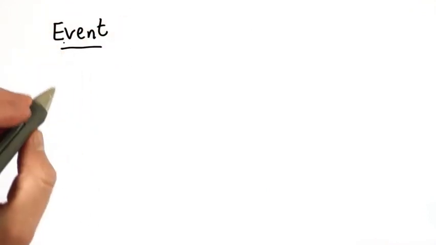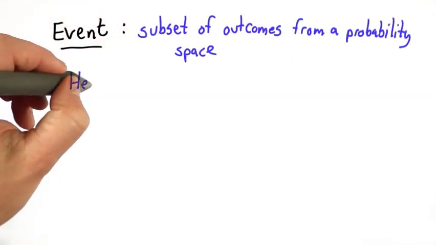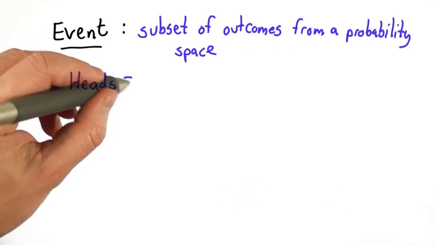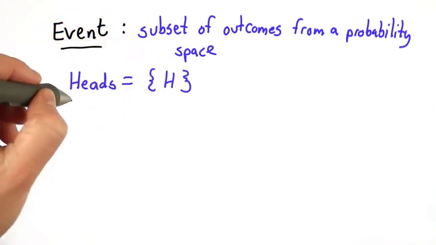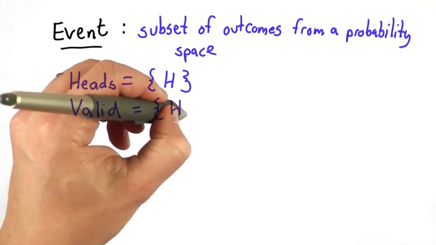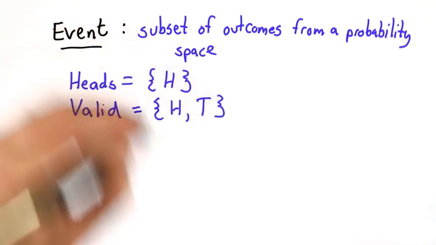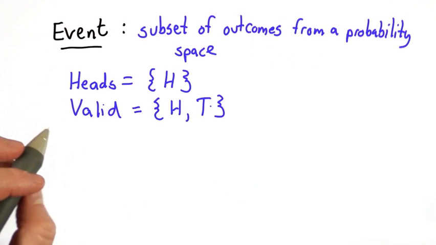You might think of landing on the edge or landing on tails being an event. We can define an event a bit more broadly, that it's a subset of outcomes from the distribution. So an example of an event would be landing on heads, and landing on heads as an event is just the set of the outcome H. We could define the event valid for a valid coin toss, and that's the set of the outcomes H and T.